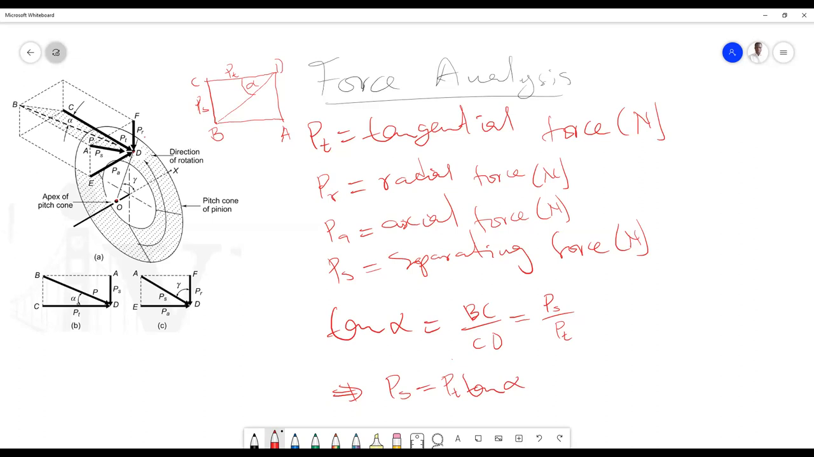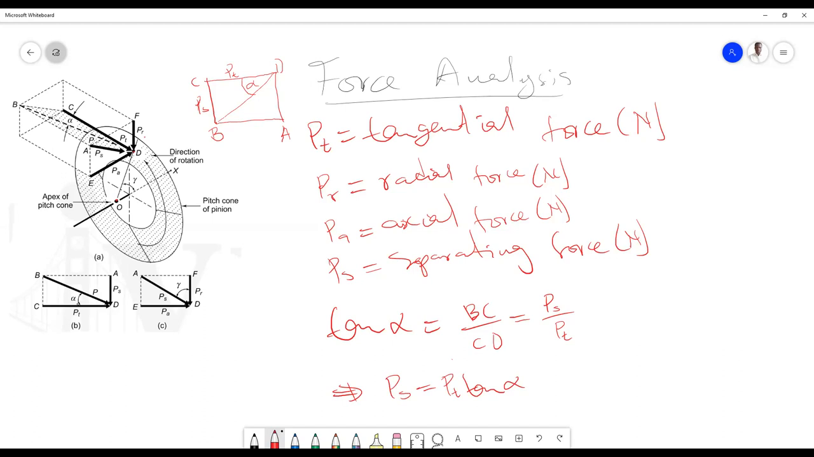The angle between line OD and OX should be equal to the angle between line AD and line FD. Are we okay? Yes, sir. Sir, please go over it again.